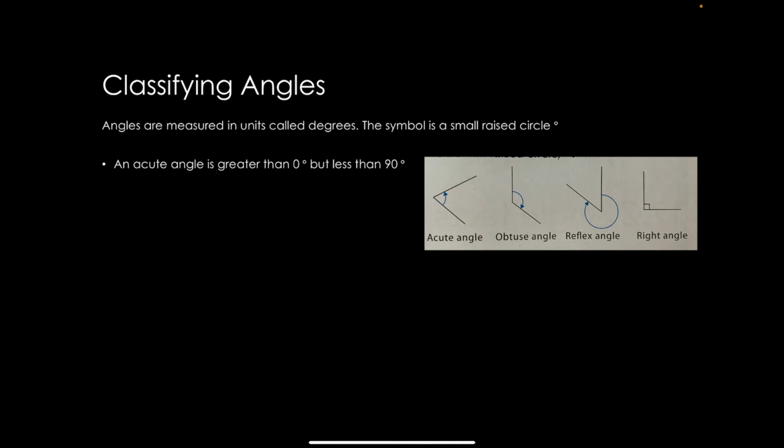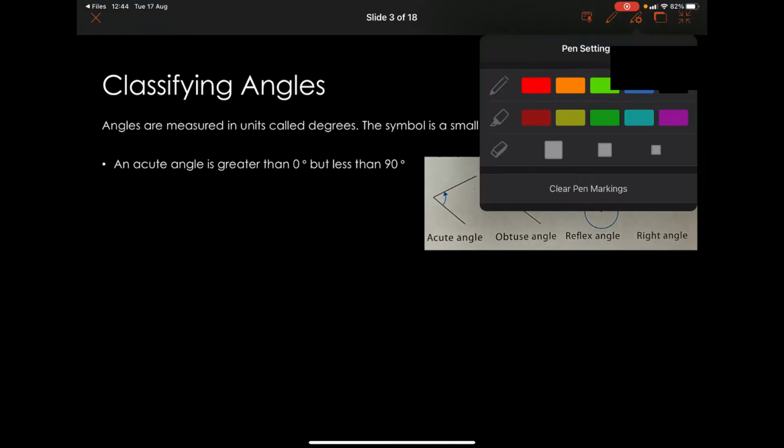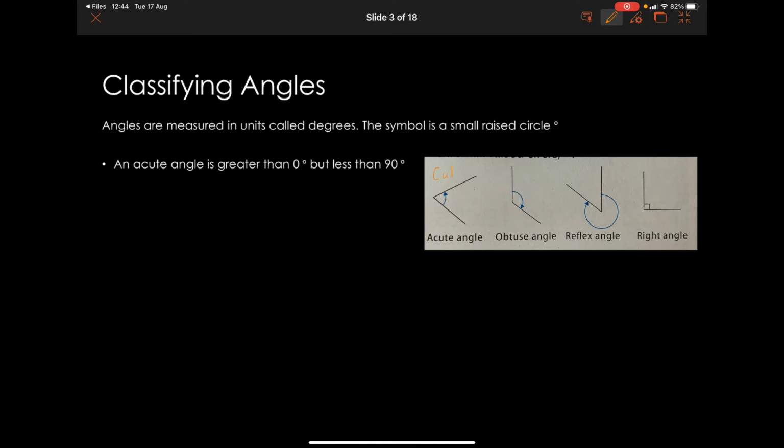Now, an acute angle is greater than 0 but less than 90. We remember that one because it's small, okay? It's small, so we call it cute to remind us that it's acute. Acute angle. It's smaller than 90.